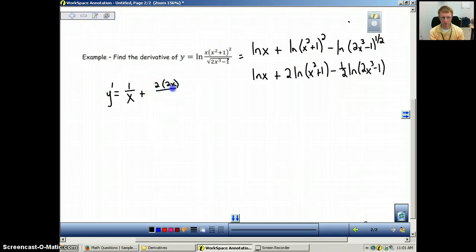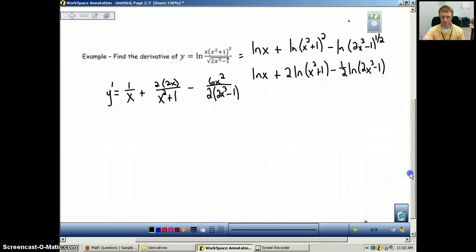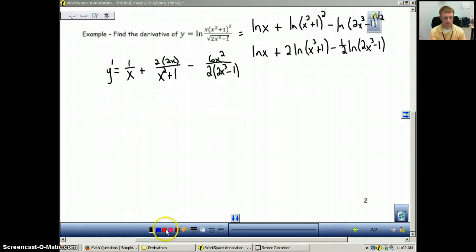2x on top, and then x squared plus 1 on the bottom, minus, and again we're going to leave the 1/2 until the end, we have 6x squared on the top. And remember, we have the 1/2 out front here, so that means we have a 2 on the bottom times 2x to the third minus 1.